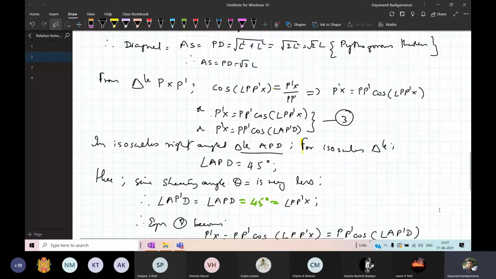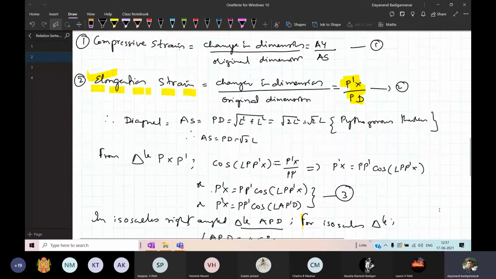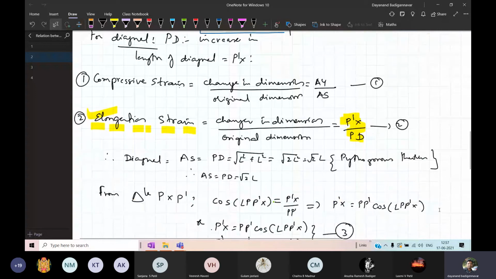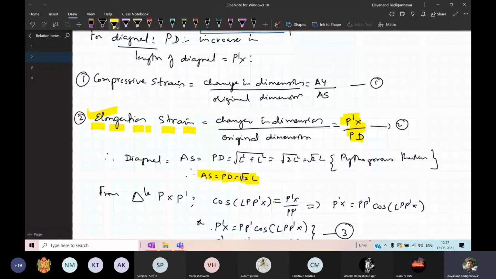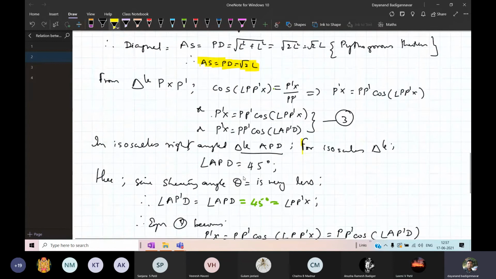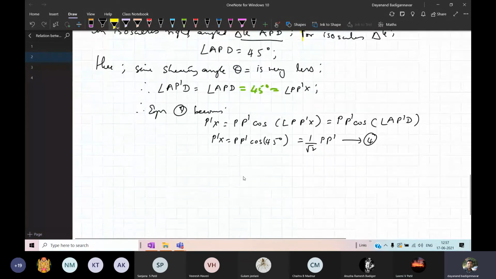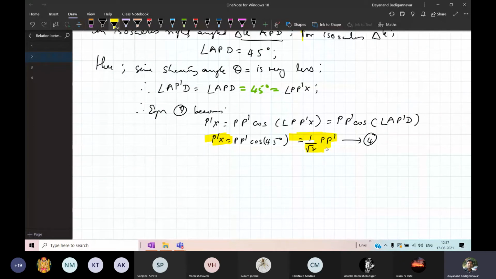Now look here. We have done the equation for a diagonal. What is the diagonal PD? Look here, I will take this equation. We have done the calculation for the diagonal. How much is the diagonal? The diagonal PD is equal to root 2 L, and I have done the calculation for P dash X also. It is 1 by root 2 into P dash.